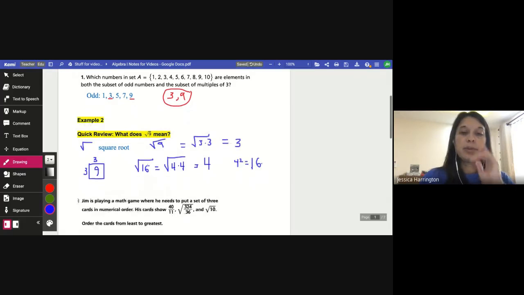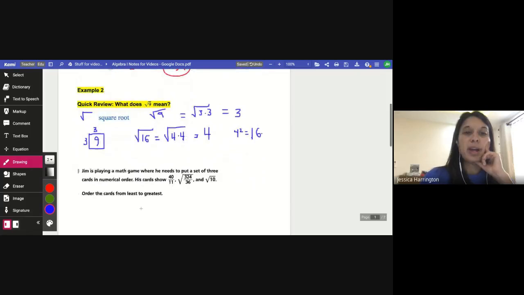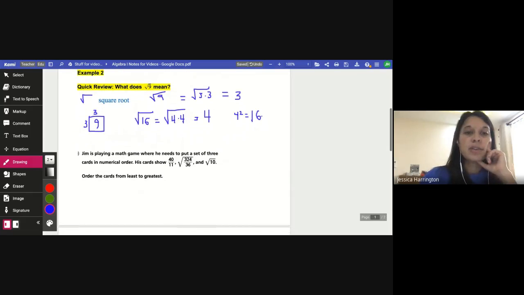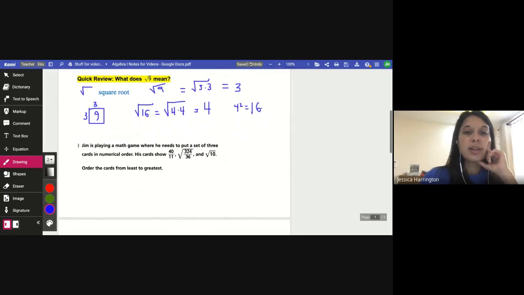Okay, so hopefully you can remember that because we're going to have to use it in these problems. The first example says Jim is playing a math game where he needs to put a set of 3 cards in numerical order. His cards show 40 over 11, square root of 324 over 36, and square root of 10. Order the cards from least to greatest.